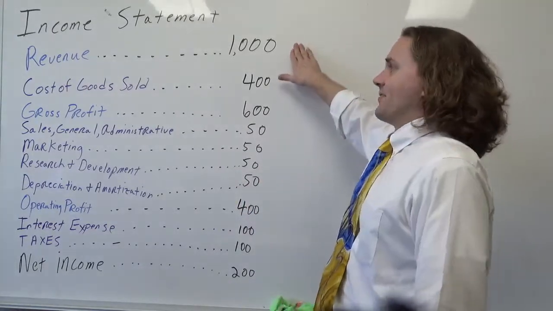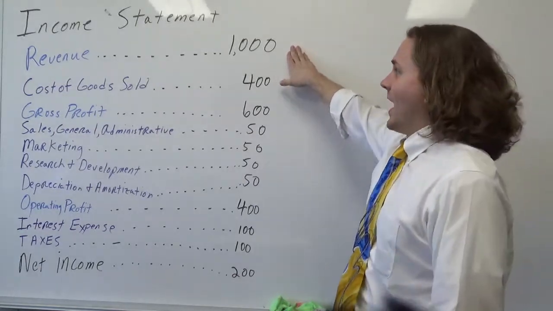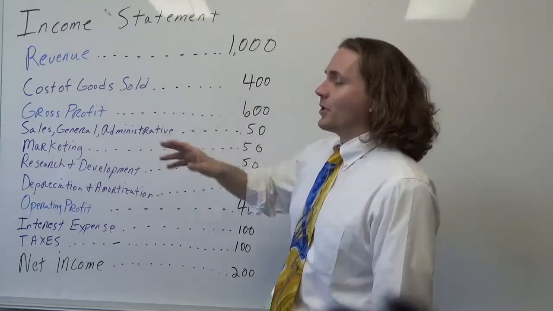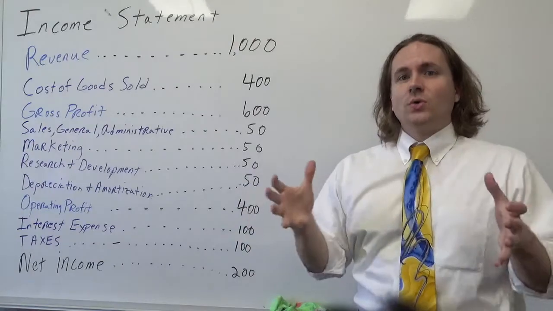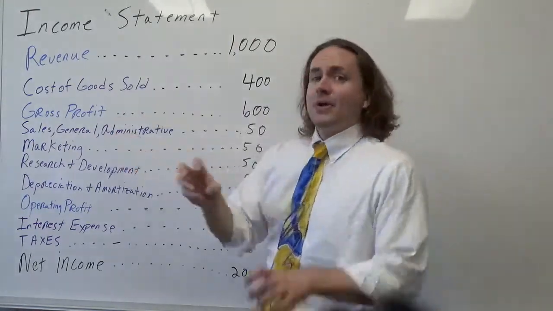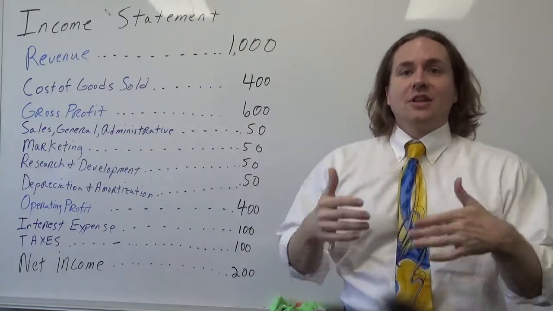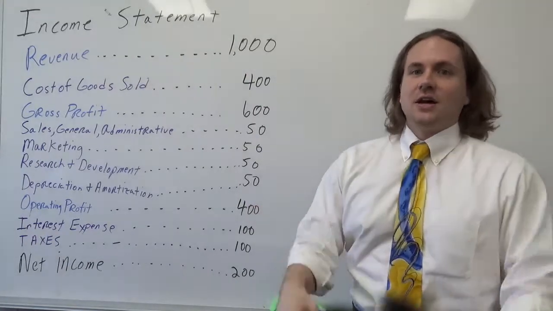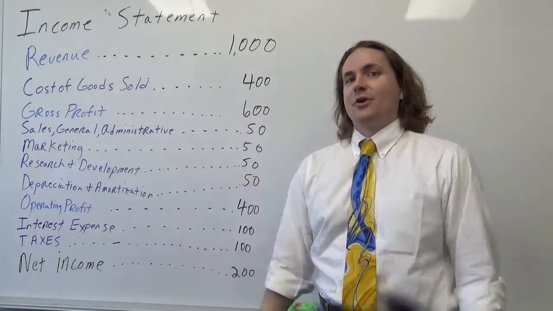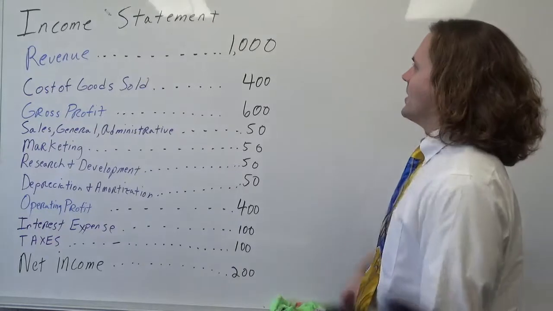So the easiest number to figure out is revenue. And you'll notice on here, everything that is in blue is a total number, and everything that is in purple is an indication that something is being deducted. It's a deduction, or something that is detracting from your overall profit. So let's have a look.